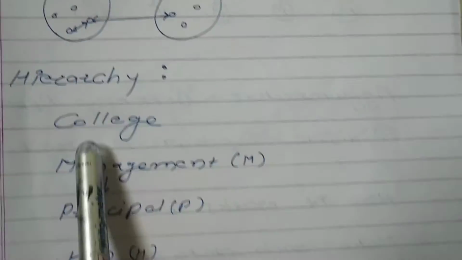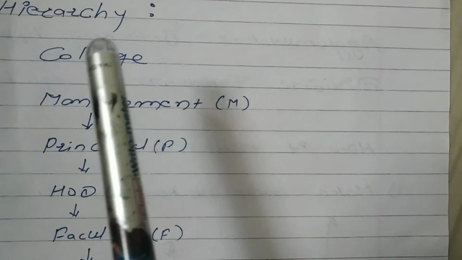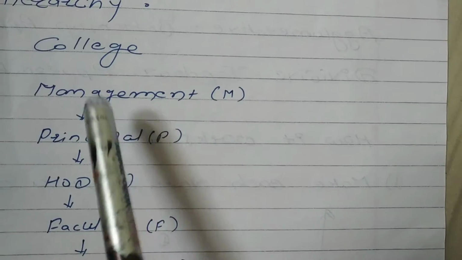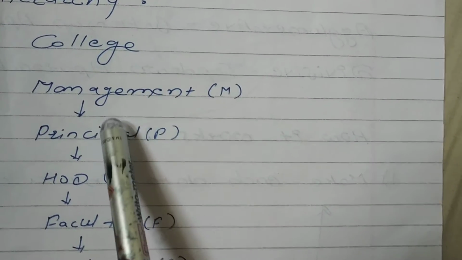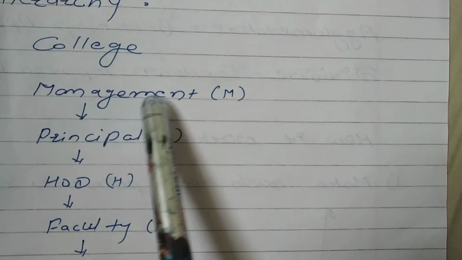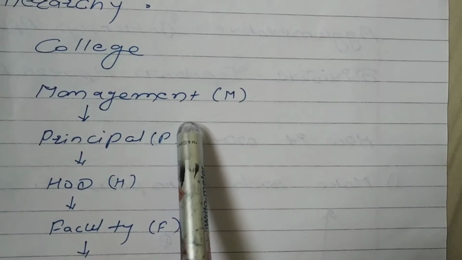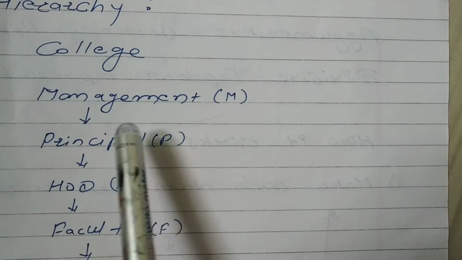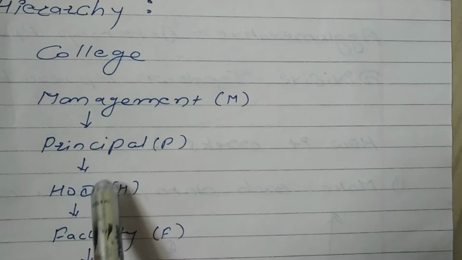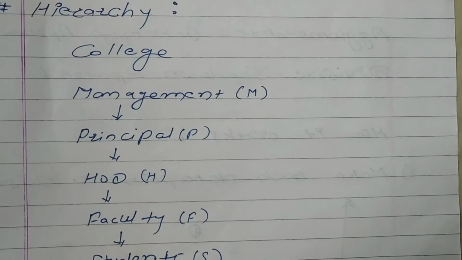Now we'll see about the hierarchy. What do you mean by hierarchy? Hierarchy is nothing but, we can say, the layers. For example, in college we have a management. After management, closer to the management we have principal team. Then after principal, closer to principal we have HODs. Then we have faculties, and then we have students.